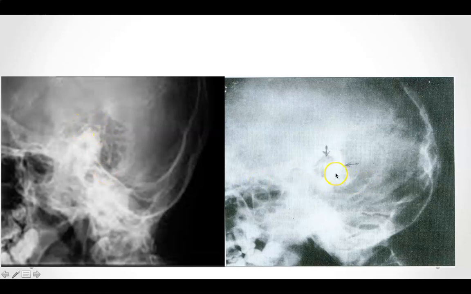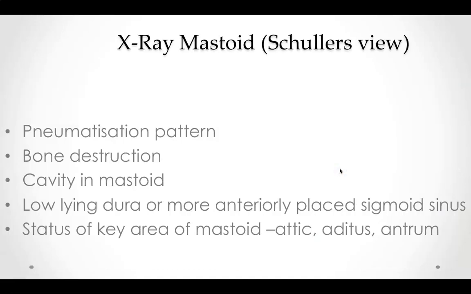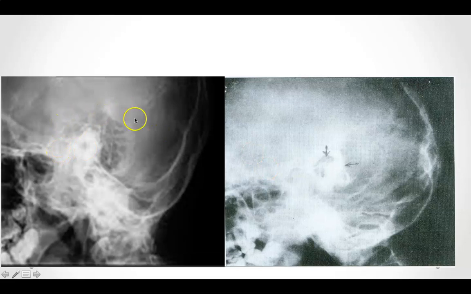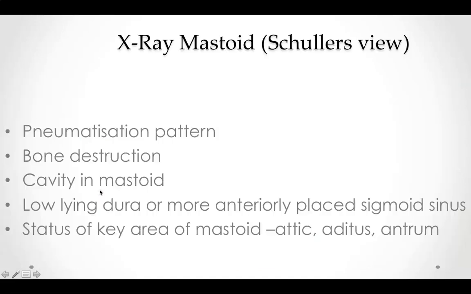But here it's sclerotic. You are just seeing a white opacity here. That means it's sclerotic here, and the mastoid is very small. There is no ventilation here. So what we are seeing is pneumatization pattern, bone destruction, cavity. If there is any cavity in the mastoid, that is, if there is any disease in the mastoid, if there is any low-lying dura or anteriorly placed sigmoid sinus, like here, if the dura is fine. So in your case, just remember we see dural plate, sigmoid plate, and the pneumatization of mastoid.